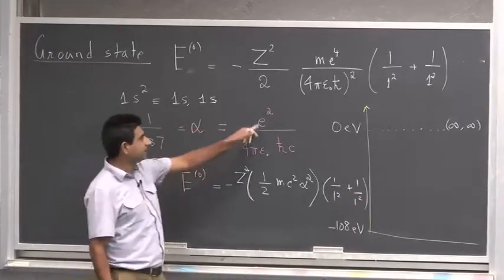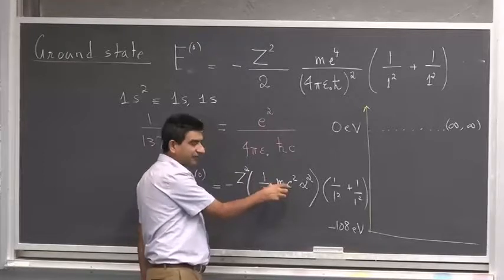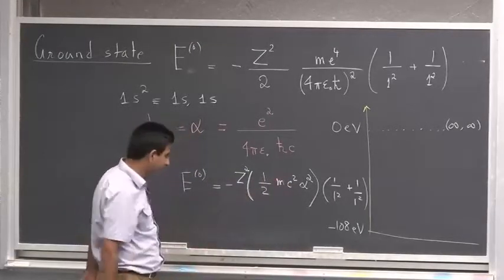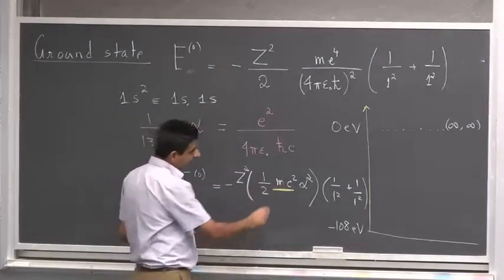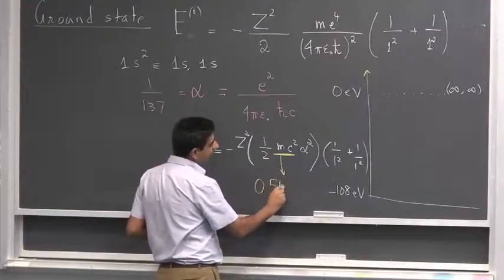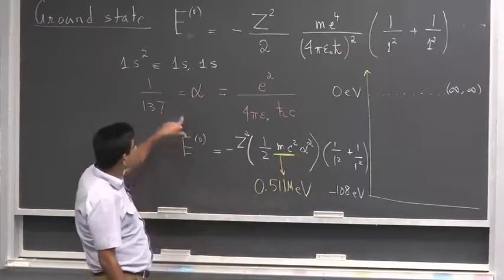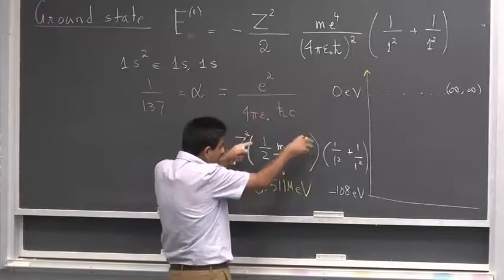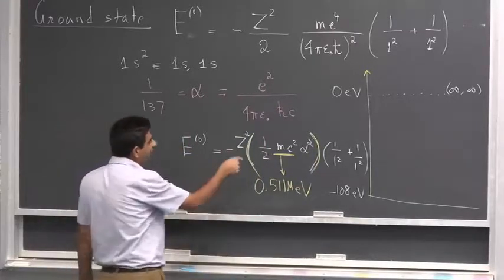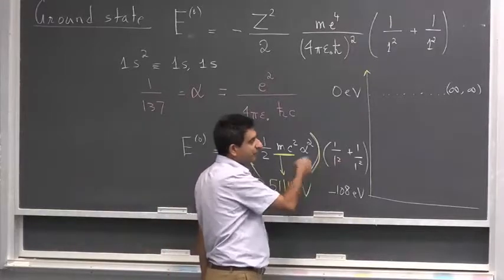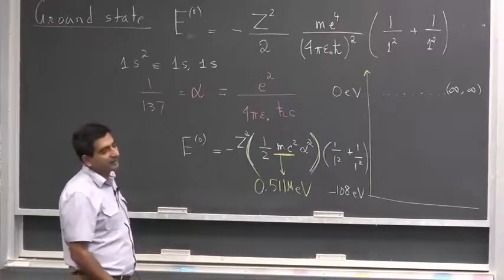Okay? So you just insert the value of the fine structure constant. This number here, half m c squared alpha squared, appears together in atomic physics very often. You should know that m c squared for an electron has a value of 0.511 mega electron volts. Alpha is 1 over 137. So what I've written in parentheses here has a value of 13.6 electron volts. So you have 13.6 into 4 into 2. 13.6 into 8 is 108 electron volts. So the ground state energy of the helium electrons is minus 108 electron volts.